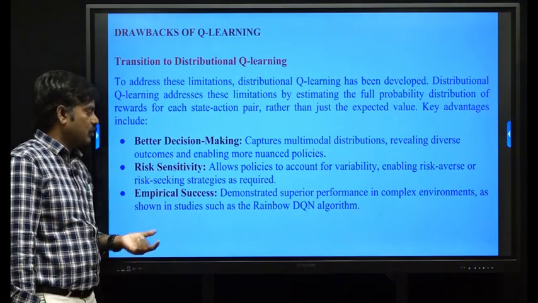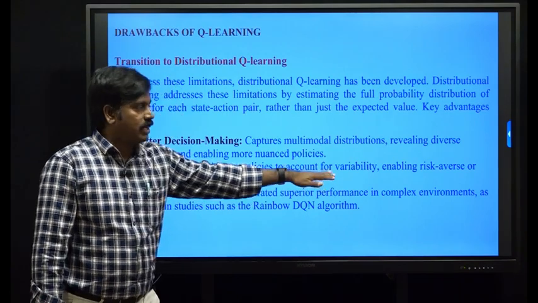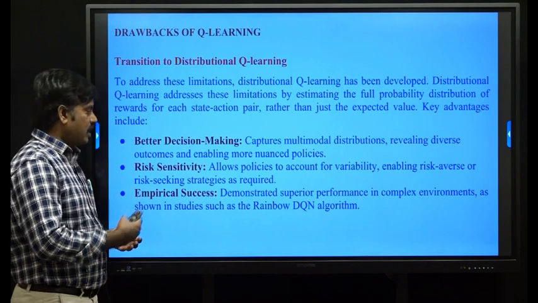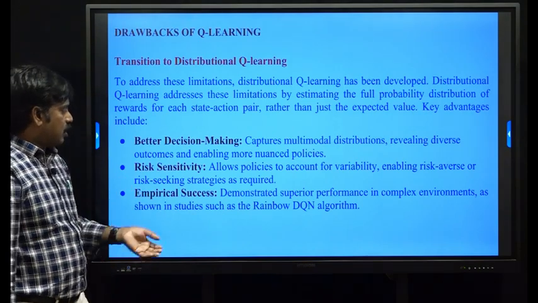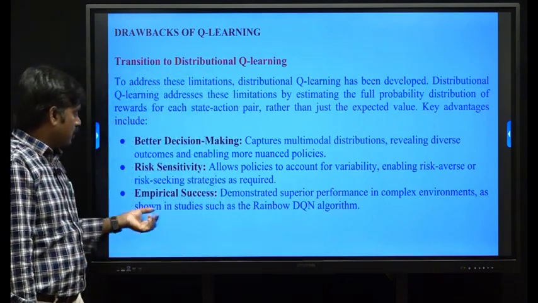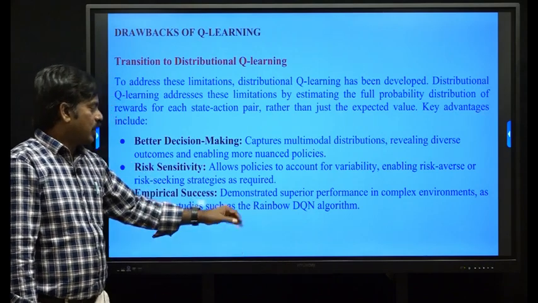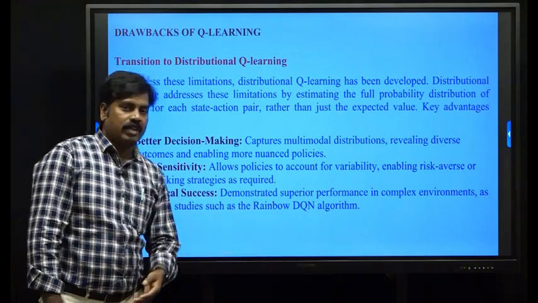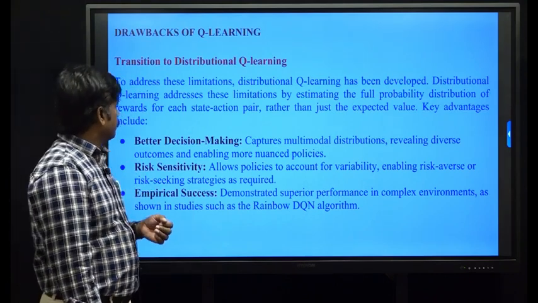And risk sensitivity: it allows the policies to account for variability, so it considers the issues of the associated events. And empirical success demonstrates the superior performance in complex environments compared with Q learning. It gives better results with DQN algorithms. For example, Rainbow DQN algorithms give excellent results in complex environments.